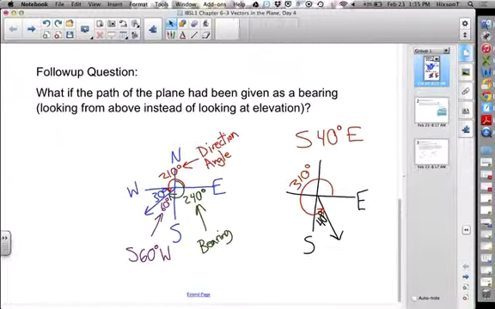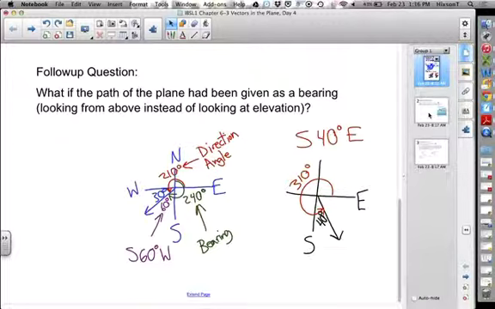Okay? So that's the heading, and then bearing's the opposite way. Yeah, and they're actually used kind of interchangeably. So you'll look at the context to see exactly which one you're going to use.